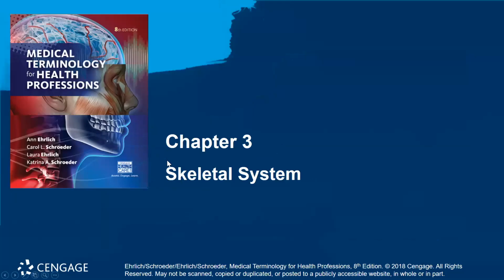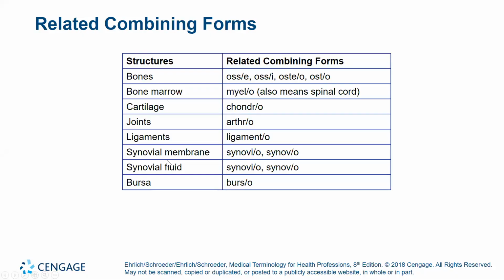Okay, so chapter 3 is the skeletal system. Let's take a look at the structures. These are the combining forms within the chapter, your new combining forms. Bones is osi, osteo, and osto. Bone marrow is myelo. This also means spinal cord. Cartilage is chondro. Joints is arthro. Ligaments is ligmento. Then you have synovial membrane and synovial fluid, which both mean the same, with the related combining forms synovio and synovial. And then bursa is burso.